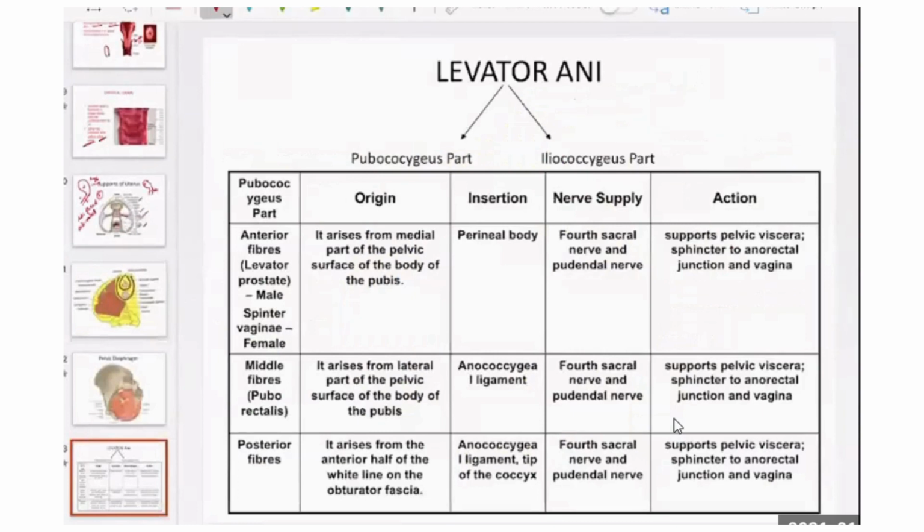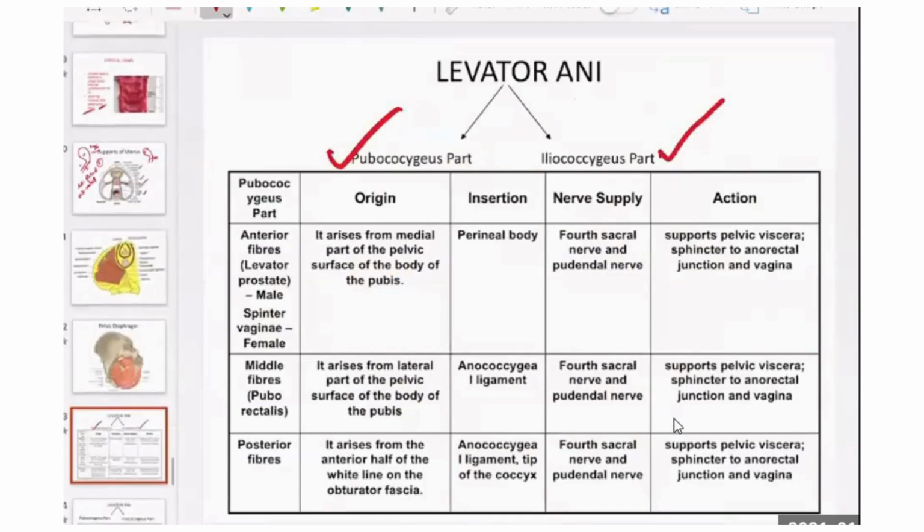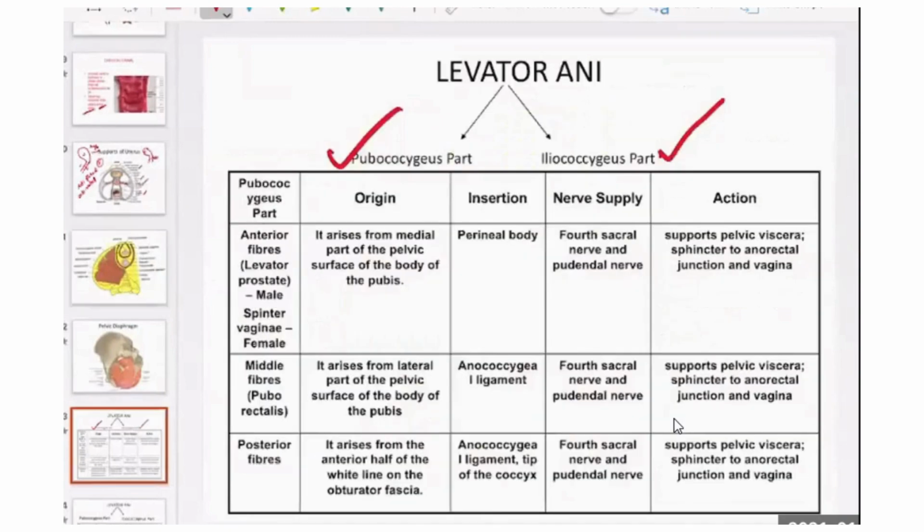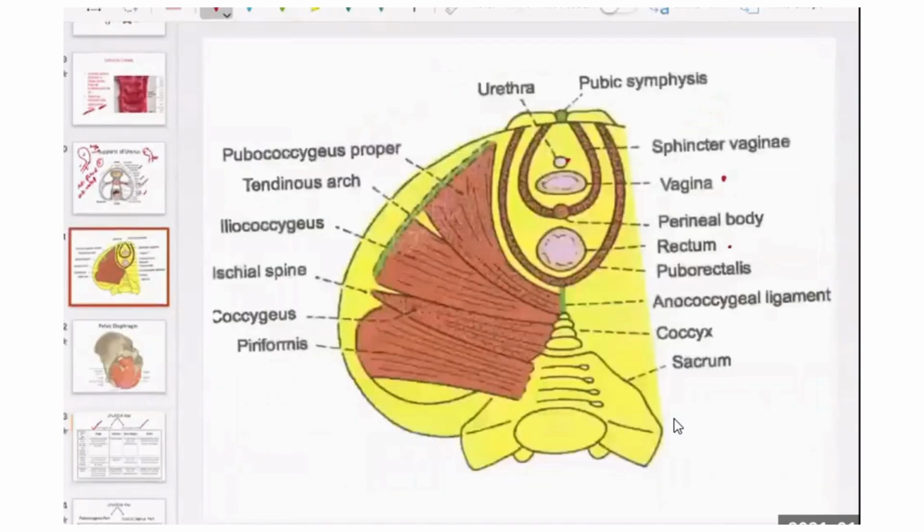Levator ani is the pelvic diaphragm, which has a pubo-coccygeus part and an ilio-coccygeus part. There are two parts to the pelvic diaphragm. Levator ani is one single muscle, which has what parts? Pubo-coccygeus and ilio-coccygeus. This is pubo-coccygeus proper. This is ilio-coccygeus. This is piriformis. This is coccygeus. All these muscles make a sling bilaterally, which originates from the ischiopubic rami and is inserted over the sacrum and the coccyx. Am I right? That is the pelvic diaphragm.